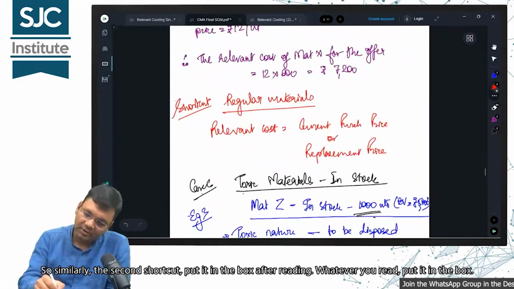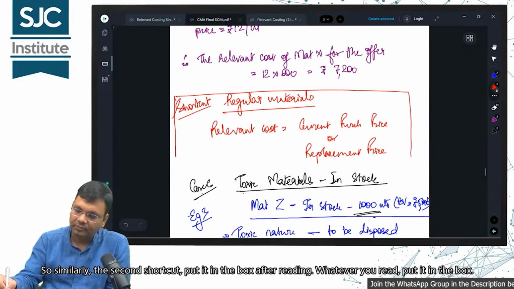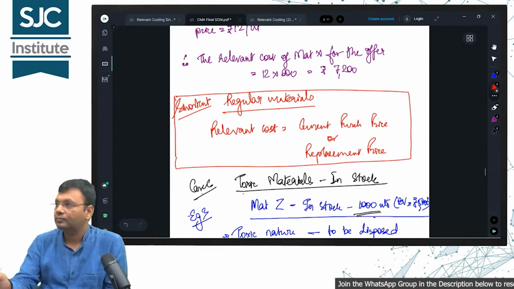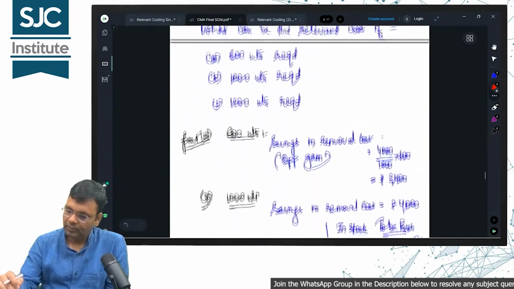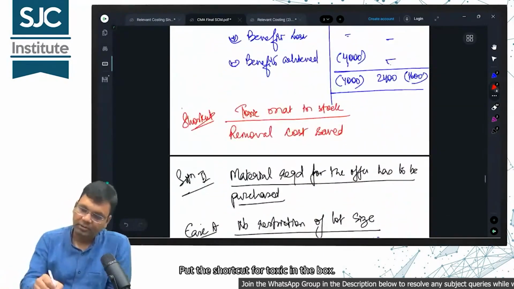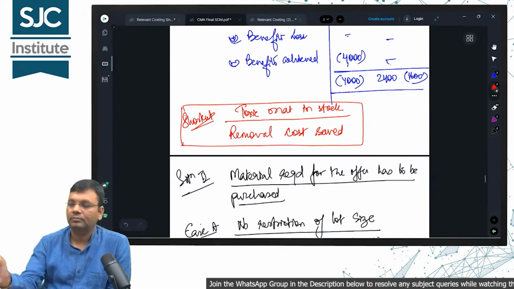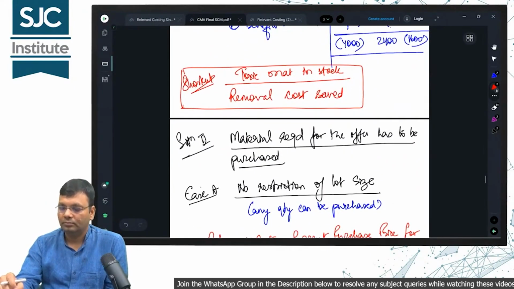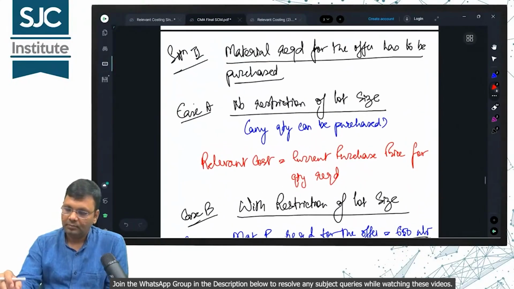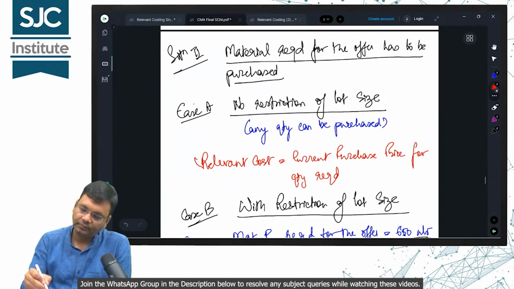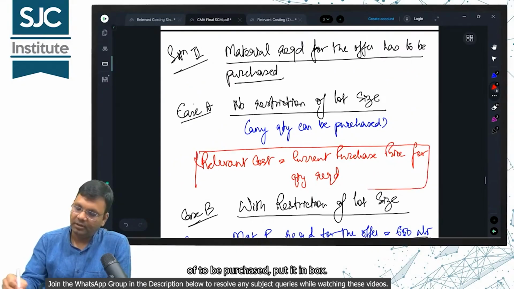So similarly, the second shortcut, put it in the box after reading. Whatever you read, put it in the box. Put the shortcut for toxic in the box. This shortcut of to be purchased, put it in the box.